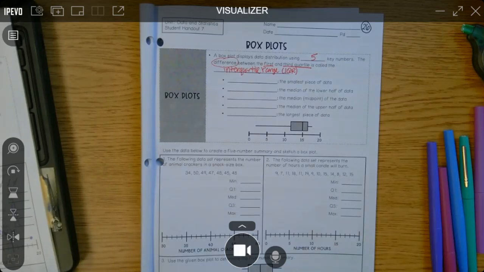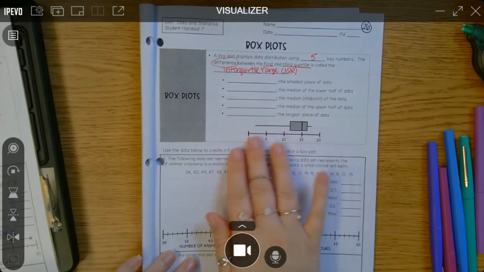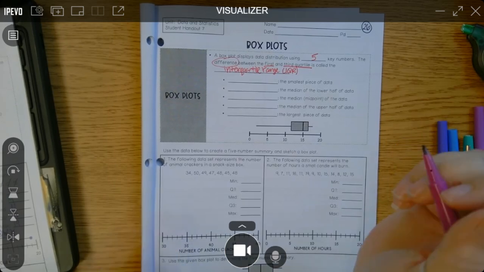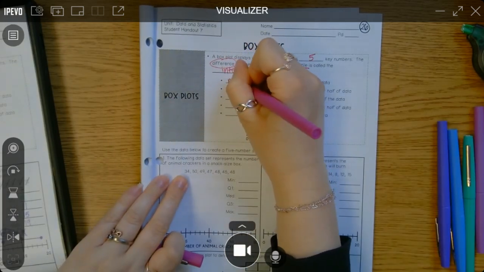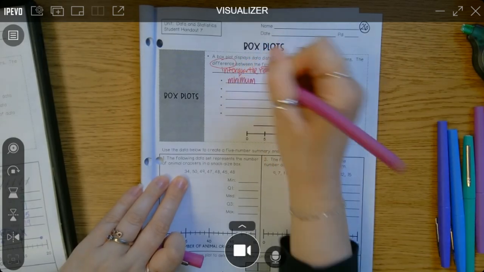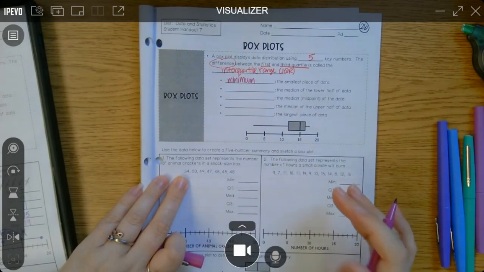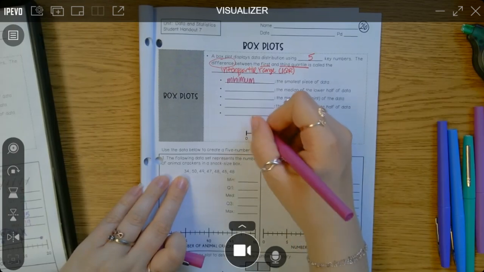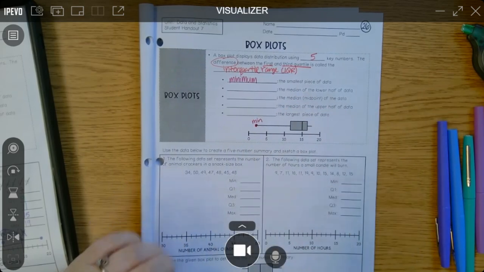First off, the box and whisker plot right here. The 5 numbers that you need are the minimum. The minimum is the smallest number in your data set. So you just look at it all listed, and then you look at the smallest number. And here on the actual box and whisker plot, that's your first dot right there. That would be your minimum.